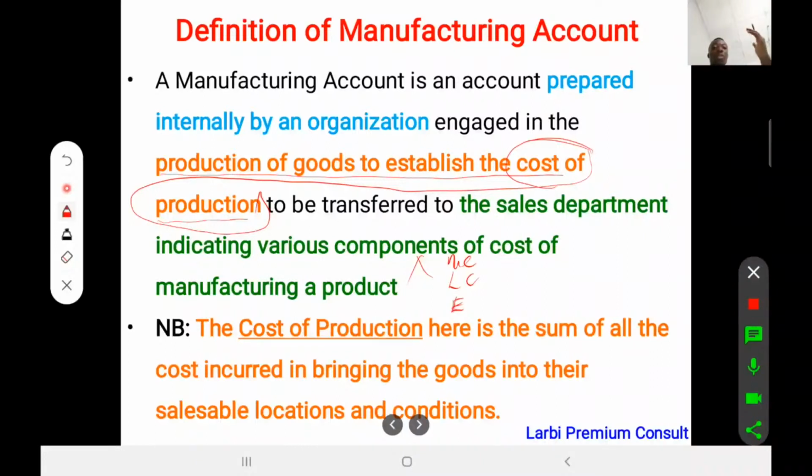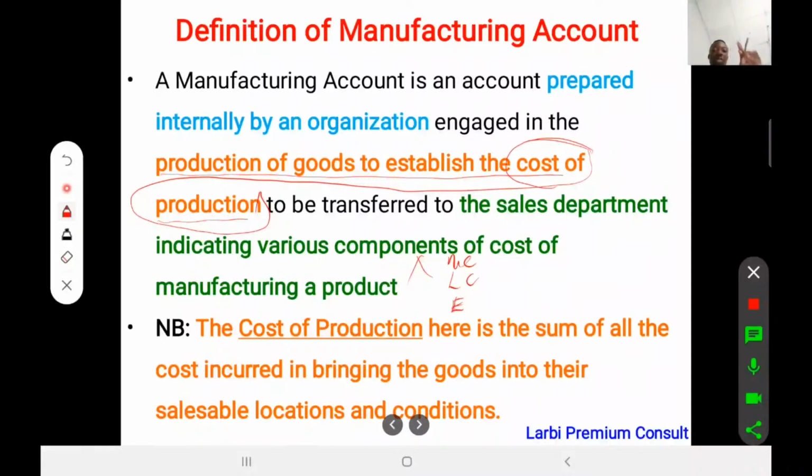Let's say where we acquire the raw materials from to the business, the transportation that we used to convey the goods from where we bought it to our business is part of the cost. Everything. That's why we say the sum of all costs incurred in bringing the goods. If it has a relation to the finished goods, then it should be part of the total cost. So the sum of all costs incurred in bringing the goods into their saleable location and condition. And that's how we define cost of production.